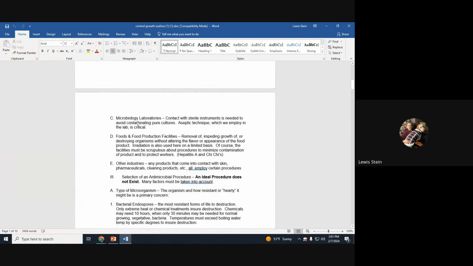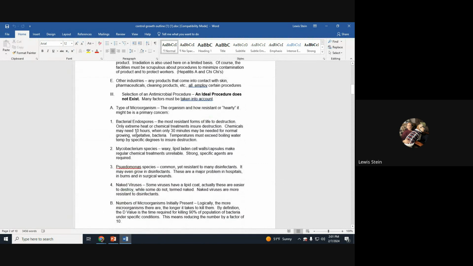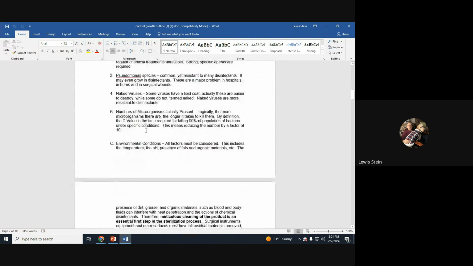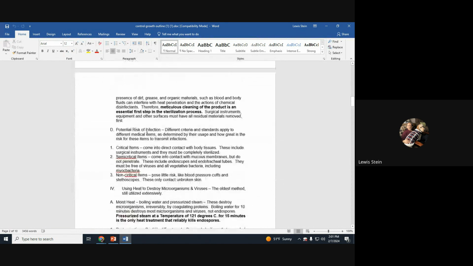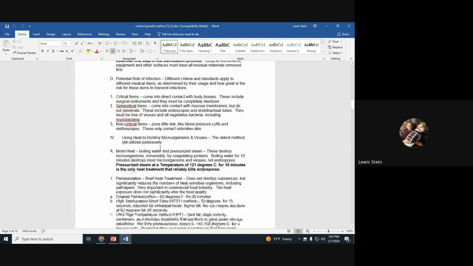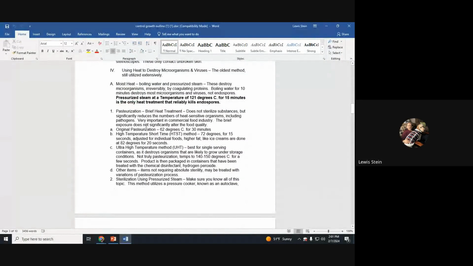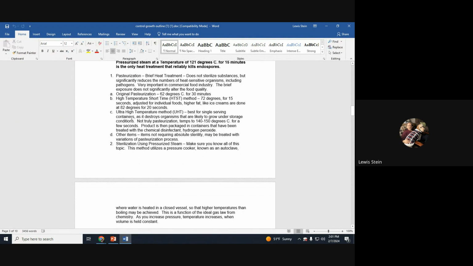So you'll see some definitions that we're going to go over, some terminology that we're going to use, and we'll see a slide with the pecking order about how things are more or less difficult to remove from our environment. Some definitions about critical and semi-critical, which we don't use so much anymore. And then what we'll probably at least get to today is moist heat, which includes typical steam sterilization and, of course, pasteurization.